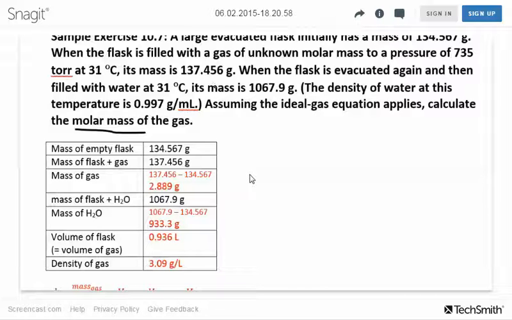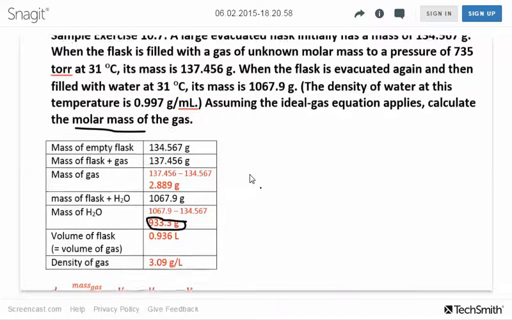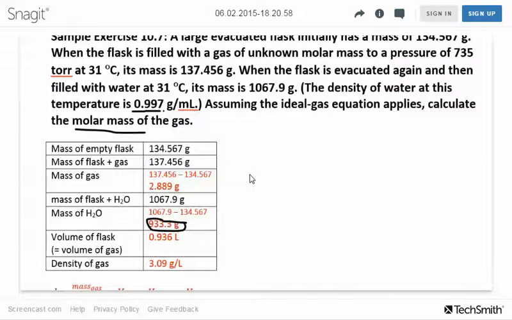You can fill up the flask with water, weigh it, and use the density and the mass in order to find the volume. And so the volume of water will equal the volume of the flask, which is also going to equal the volume of the gas. This is the mass of the flask plus water, and I just subtract the mass of the empty flask. And so this is the mass of my water here, 933.3. Now I know mass, and they tell me right here the density of water is this.